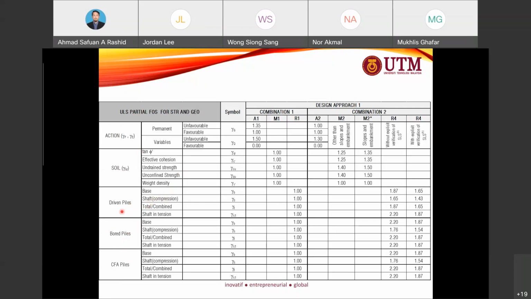For a driven pile, they use a hammer. For a bore pile, they bore first and then they put the cage and then pour the concrete. While for CFA, they use a screw, an auger, to install the pile. So due to the different types of installation, they divide into different categories.